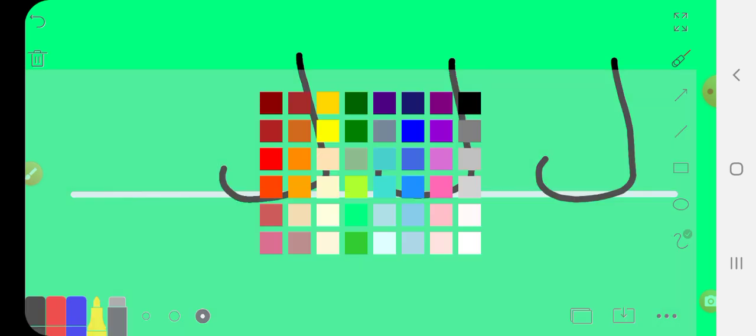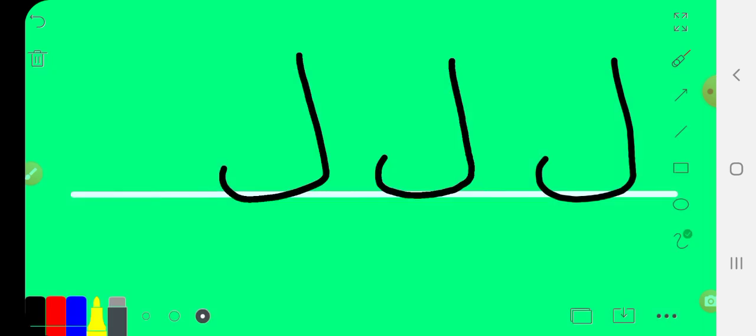Now to give the L a sound, once again a stroke on top gives the A sound, so that would be La. A stroke at the bottom gives the E sound, so that would be Li. And a circular hook on top of the L will give you Lu.